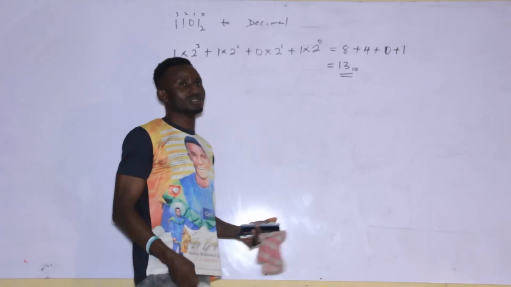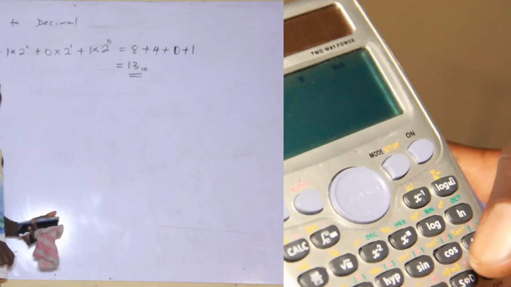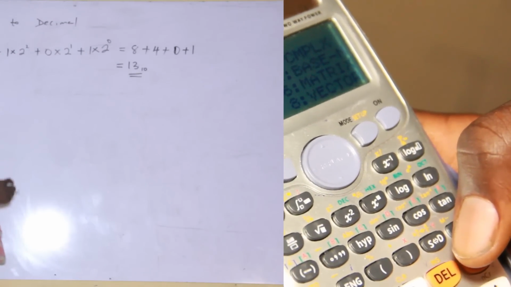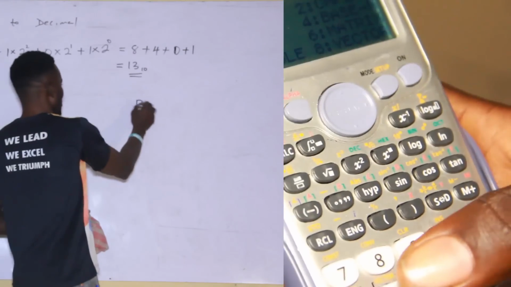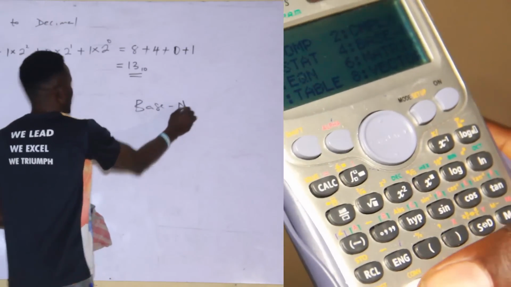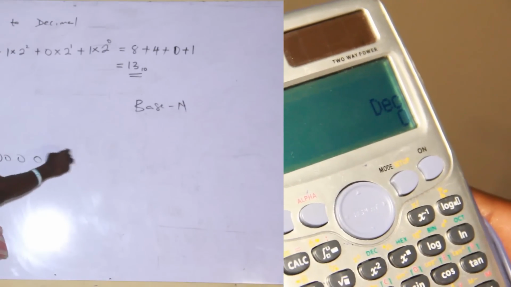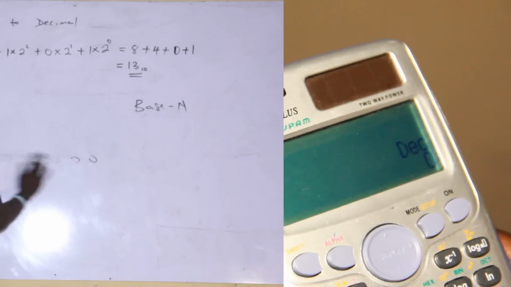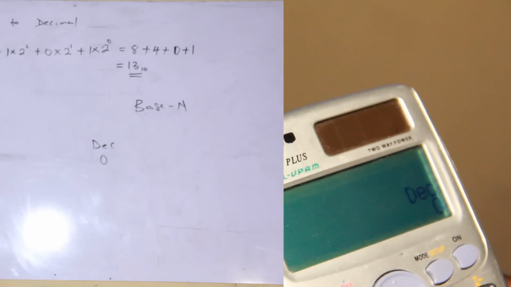Now, how do you do this on the calculator? The first thing you are going to do is that you press your mode. When you press your mode, you observe that number 4 of your modes is base n. When you press that base n, it will give you 0, 0, 0, 0, and you notice you have decimal showing on the screen.